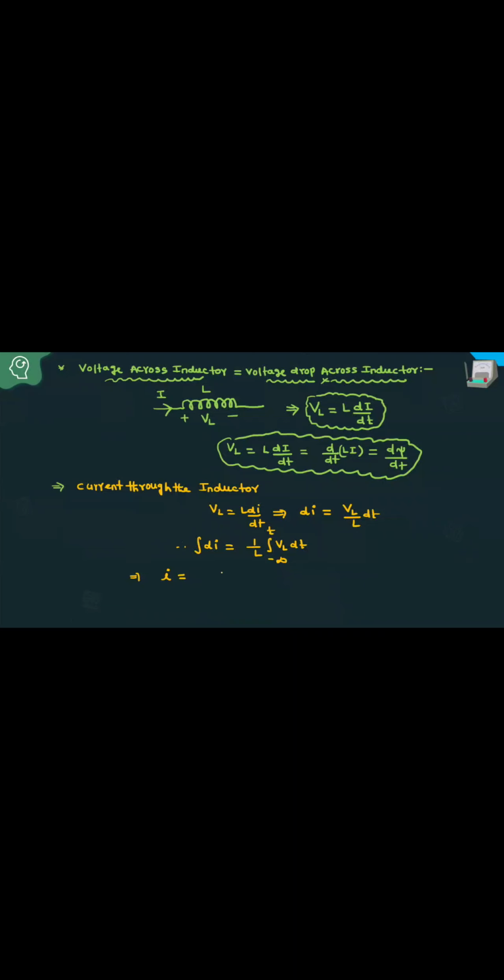I equal to 1 by L, integral minus infinity to 0 of VL dt, that is the voltage across the inductor, plus 1 by L, integral 0 to t of VL dt. This first term is the initial current in the inductor. If initial current in the inductor is not given, you have to take this equation: IL of 0 plus 1 by L integral 0 to t VL dt.